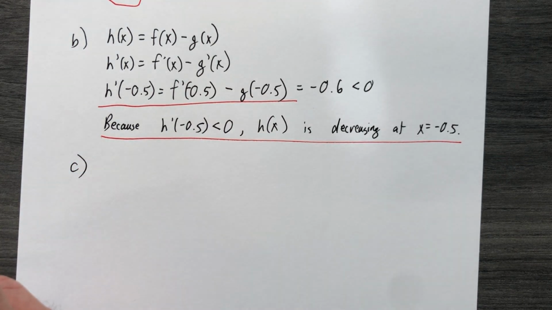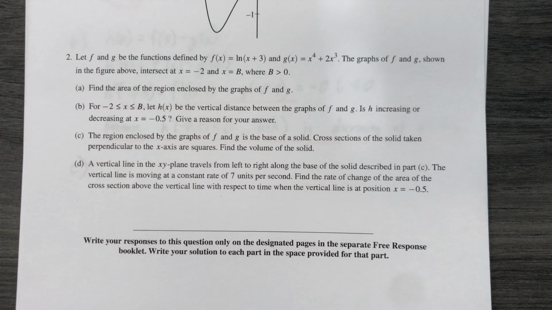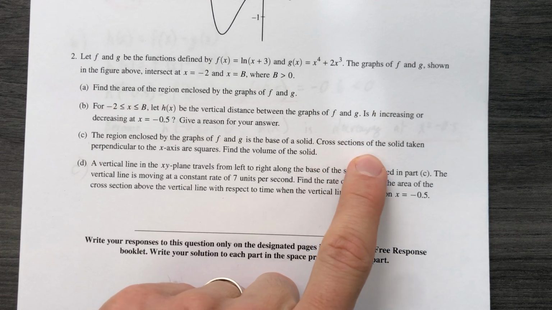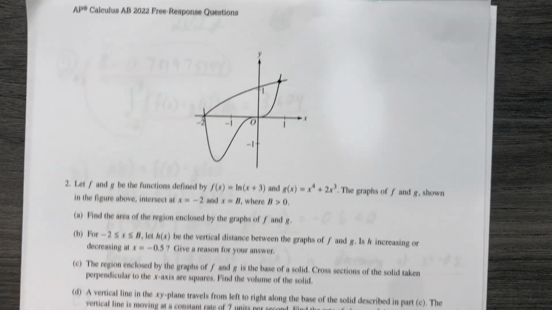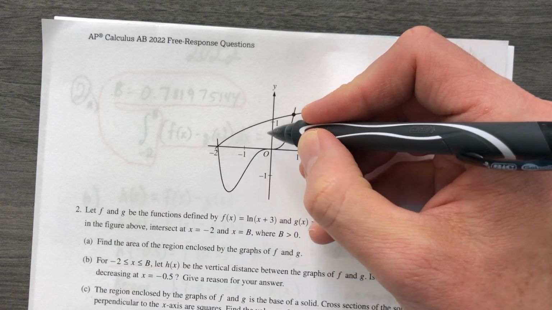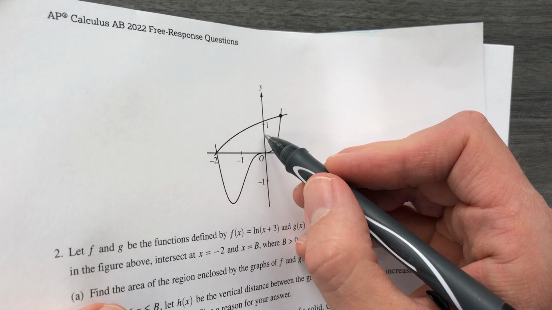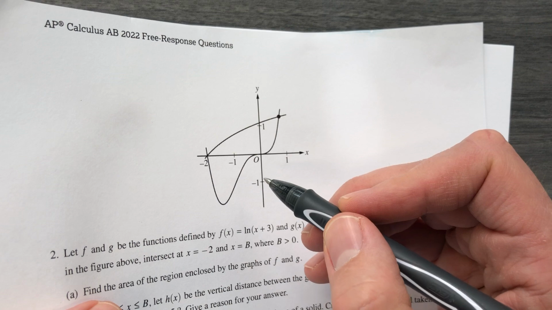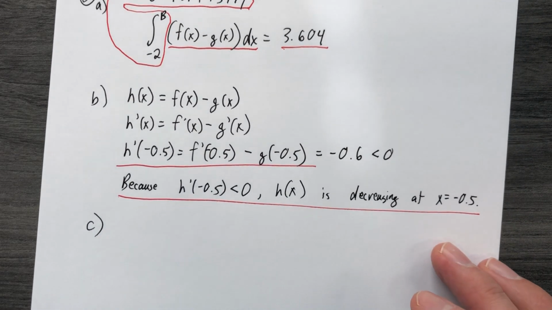Let's tackle part C. The region enclosed by the graphs of f and g is the base of a solid. Anytime you read that, start thinking, okay, I need to remember some area formulas. Cross sections of the solid taken perpendicular to the x-axis are squares. Stop and think about it. This distance from here to here is the edge of a square, and that square comes up off the page. So this distance comes up and over, and this distance right here comes up and over. That's what it's doing. So we want to find the volume of that solid.